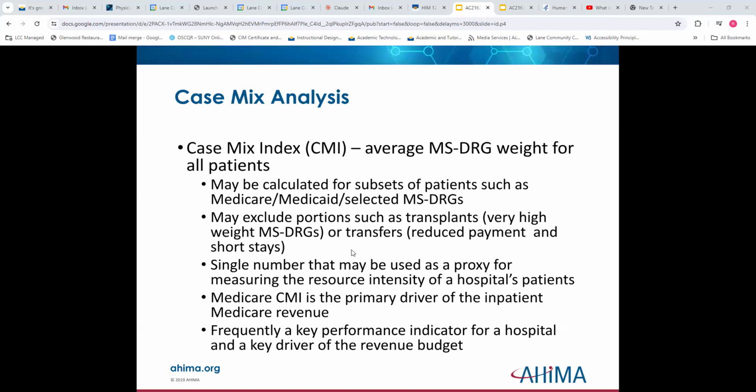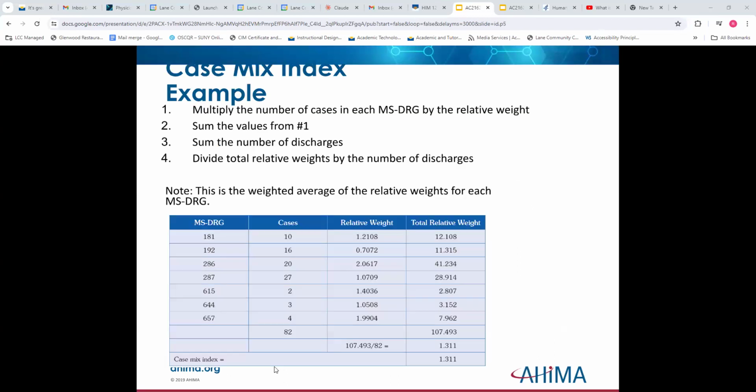Medicare case mix index is a primary driver of inpatient Medicare revenue. And often we use this as a performance indicator for a hospital and a driver of what kind of budget revenue a hospital will receive.